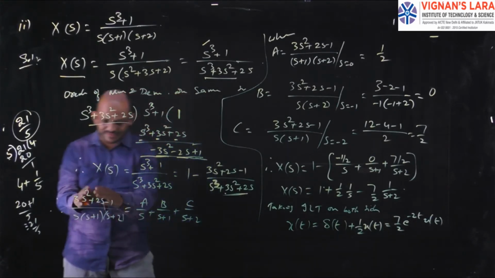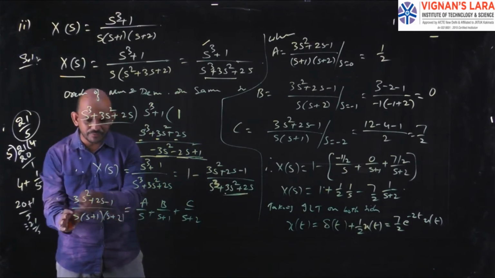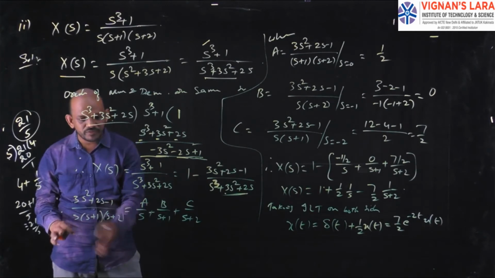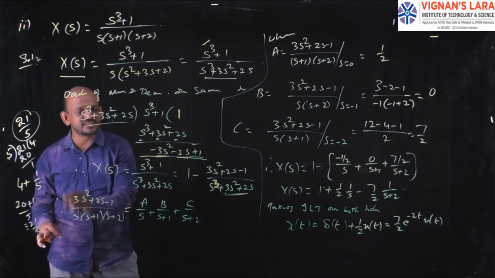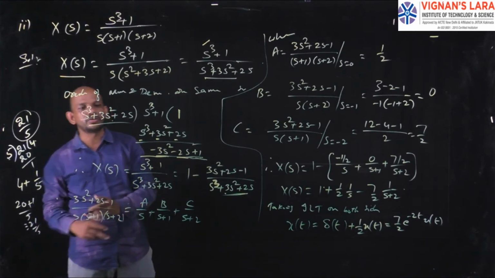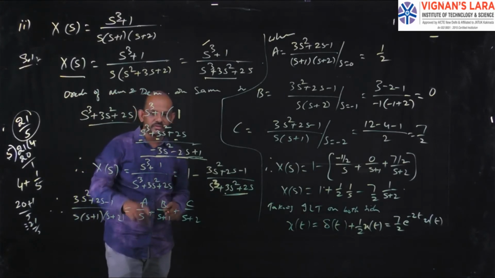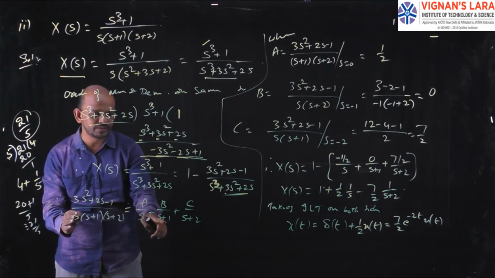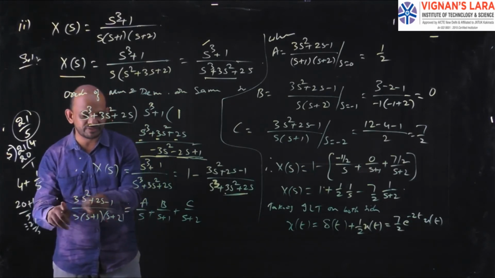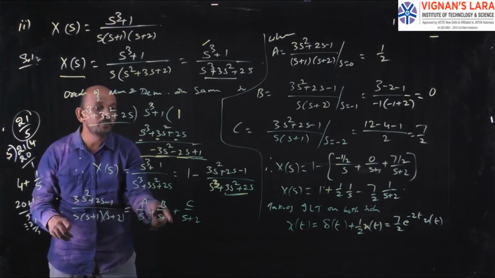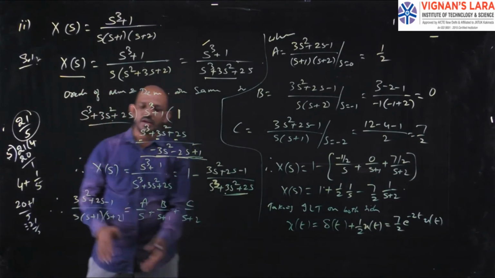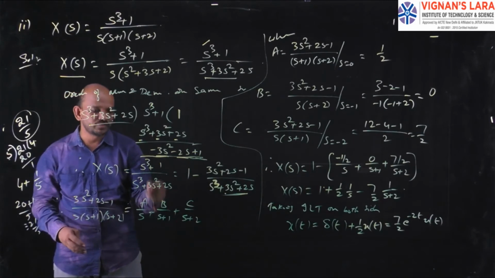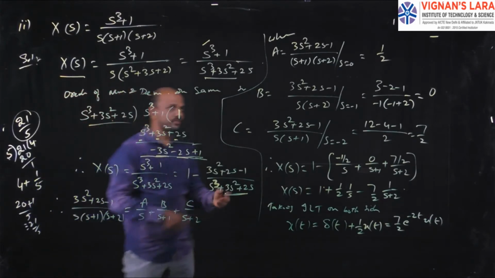So if you want to find a, what do I have to do? I have to multiply this term with s and keep s equal to 0. As I multiply by s, this s will get cancelled, and substitute s equal to 0 in the first term. If you want to find the value of b, I have to multiply this whole term with s plus 1 and substitute s equal to minus 1. If I want to get c, I have to multiply the whole term with s plus 2 and substitute s equal to minus 2. So that's what I did there.